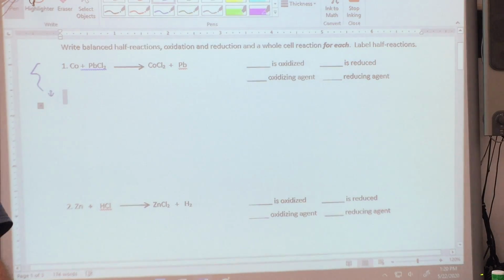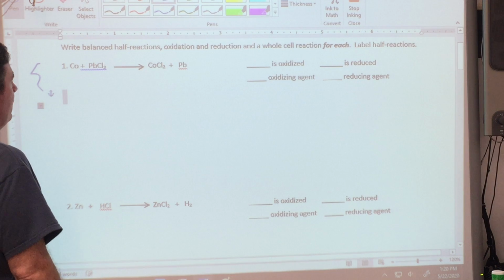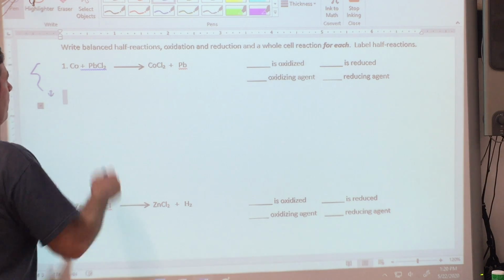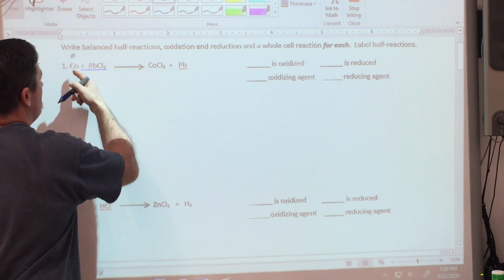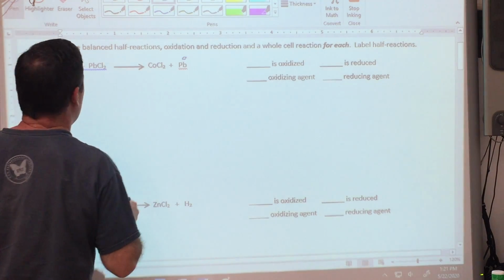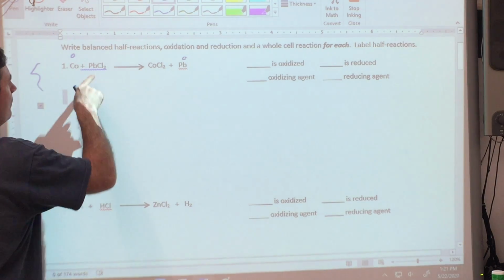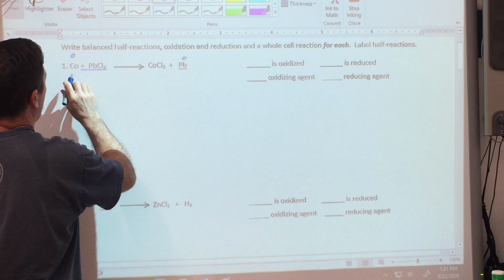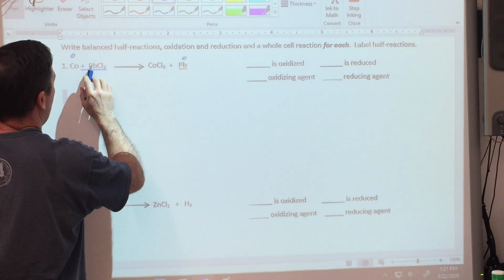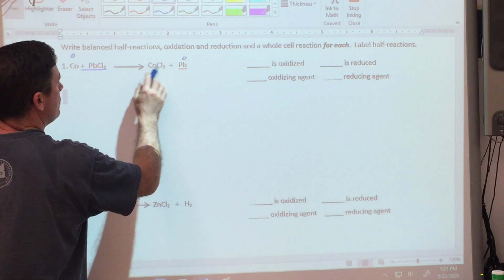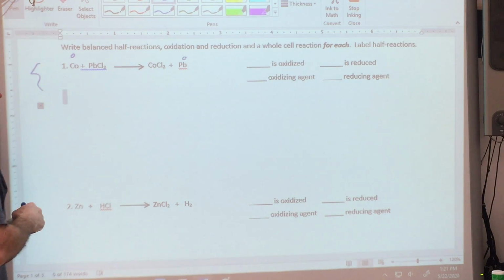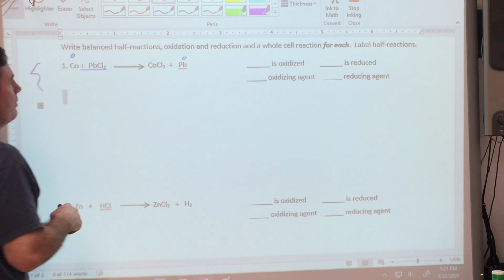All right, number 1. Cobalt plus lead 2 chloride. Anything with itself is 0, so we know that by now. Okay, first of all, are we balanced? 1 cobalt, 1 lead, 2 chlorines, 2 chlorines. So we don't have to do anything with balancing the atoms.